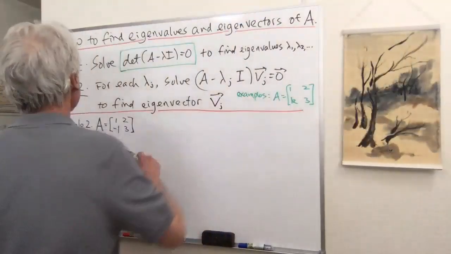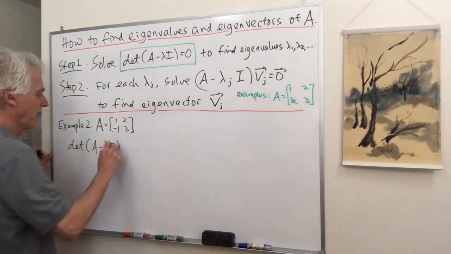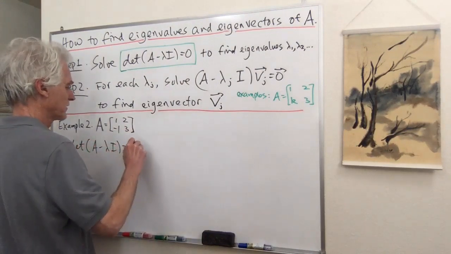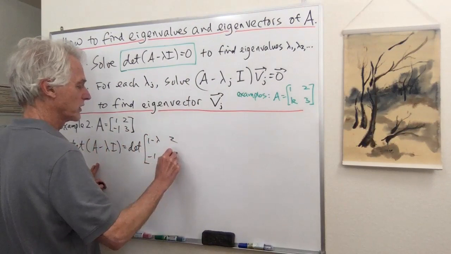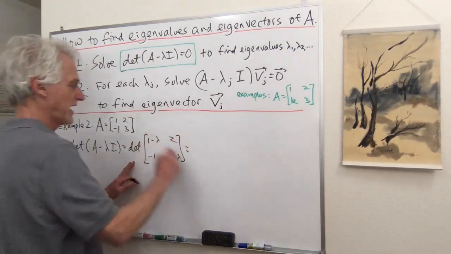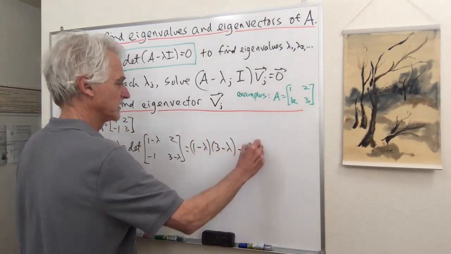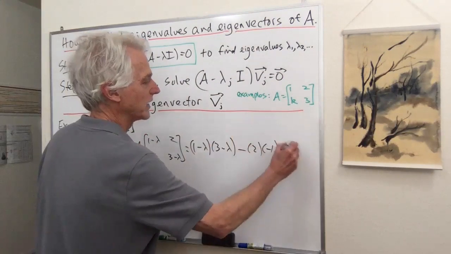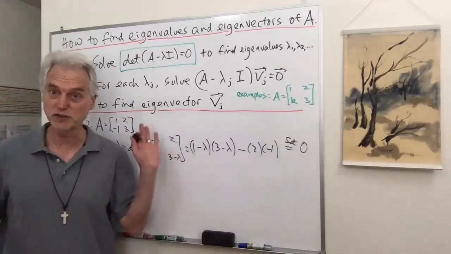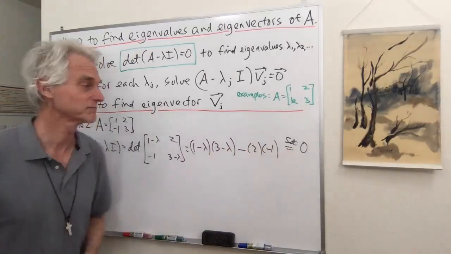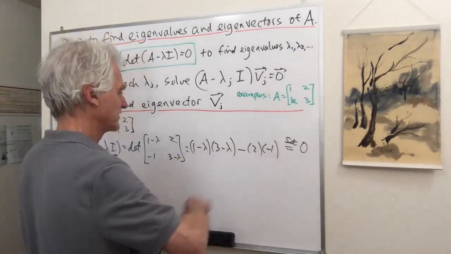All right, so let's find the determinant of A minus lambda I. It is the determinant of 1 minus lambda, 2, -1, 3 minus lambda, which is that times that: 1 minus lambda times 3 minus lambda minus 2 times -1, and we're going to set that to 0, right? These equal signs are all just how you compute it. All right, so let's multiply this thing out.